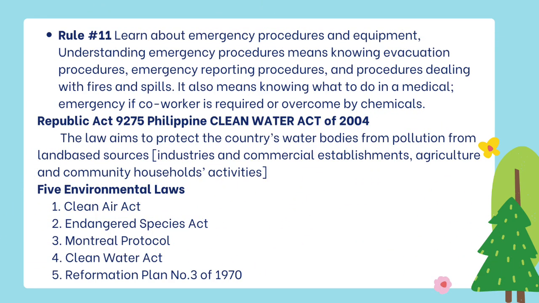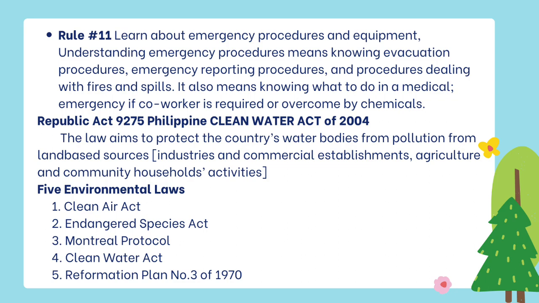Rule number 11. Learn about emergency procedures and equipment. Understanding emergency procedures means knowing evacuation procedures, emergency reporting procedures, and procedures dealing with fires and spills. It also means knowing what to do in a medical emergency if a coworker is injured or overcome by chemicals.